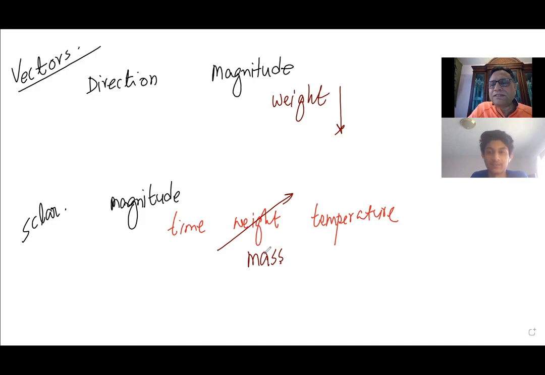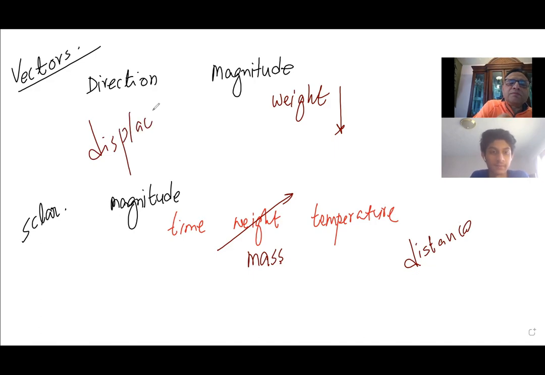Now, distance. Will you consider distance as scalar or vector? I'd consider it as scalar, sir. You're right. So distance is scalar. And over here we have displacement. So that is how they are. Time and temperature are considered to be scalar quantities.